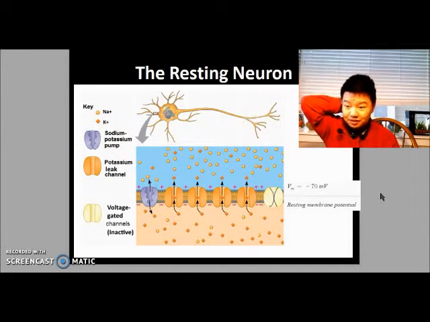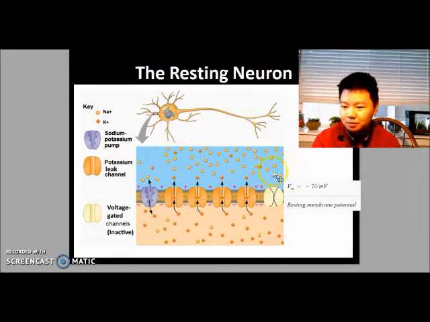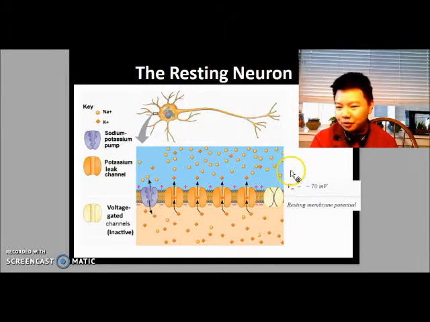Millivolts is a measure of the potential difference, and this V subscript M, the M is for membrane, so this is the membrane potential, V for voltage. Now it's important that you know that I'm not talking about the charge of the entire cell. I'm talking just about the charge directly inside the membrane, out here, and directly outside the membrane, out here. That is what we're measuring.